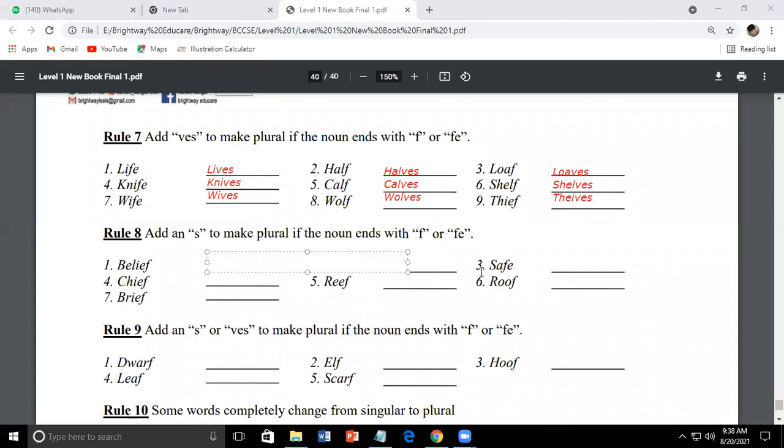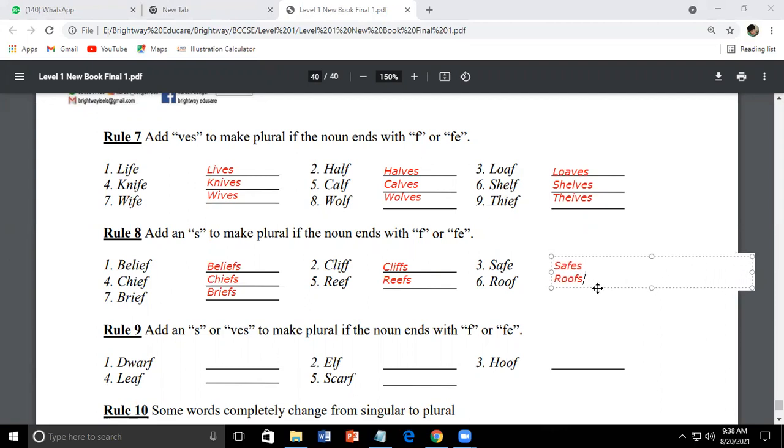So let's not waste our time. Belief, beliefs, chief, chiefs, brief, briefs. That's how you will make them plural. And as I told you, you have to remember them. Cliff, cliffs, reef, reefs. So this is the next list. And here we have safe, safes, and roof, roofs.